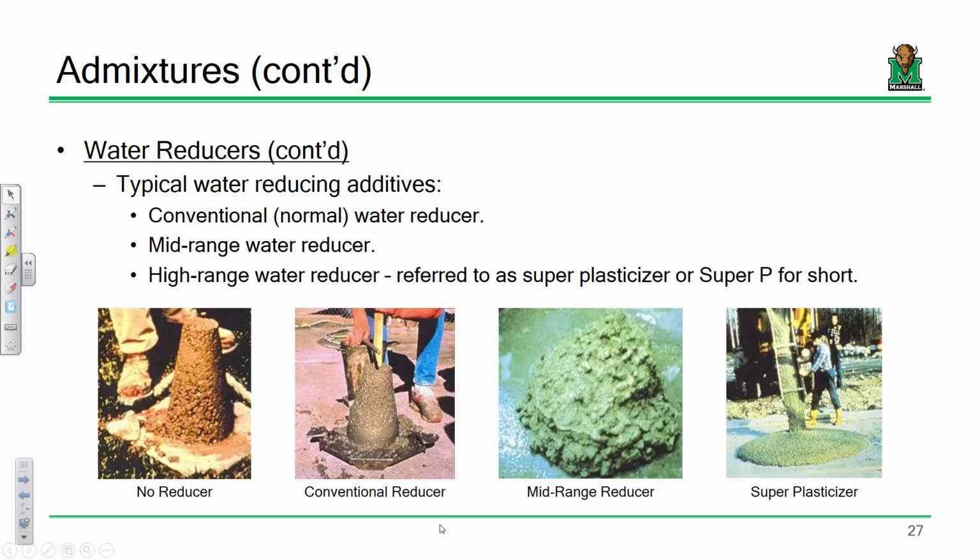So you can see what a conventional reducer would look like. There's what mid-range would look like. And if you've ever seen concrete with Super P in it, it just goes all over the place. We actually measure that with a flow test that we'll talk about later.